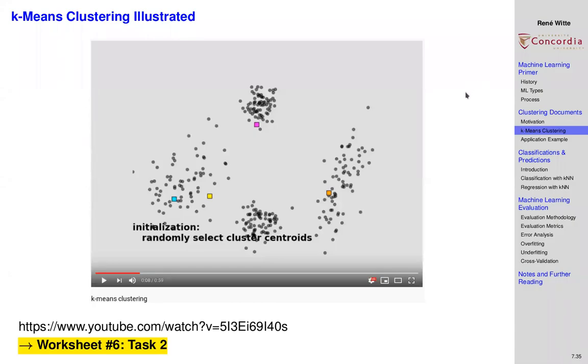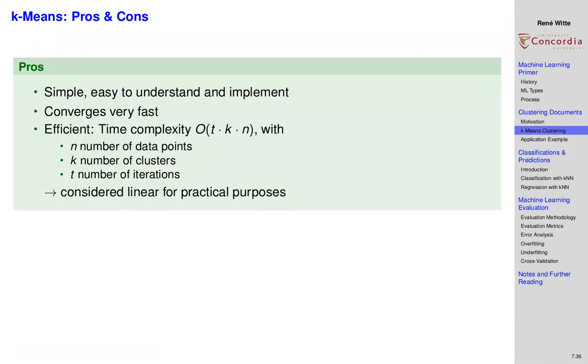Hello. So now you all understand how k-means clustering works. Let's talk about advantages and disadvantages of this algorithm. As you've seen, this is a rather simple algorithm, easy to understand and also easy to implement. In practice, it also converges very fast. So you'll see you don't have to go through hundreds or thousands of iterations. Usually after a couple of iterations, the algorithm converges and you have the final clusters.